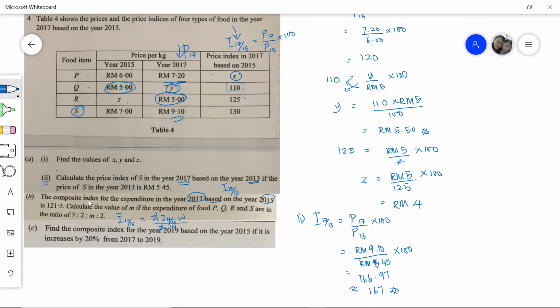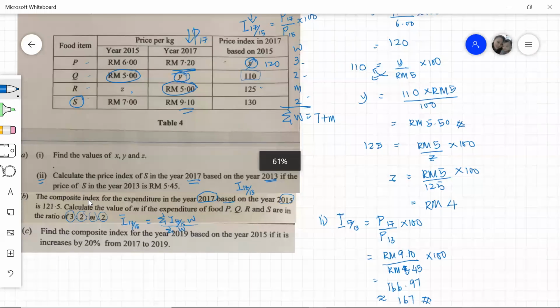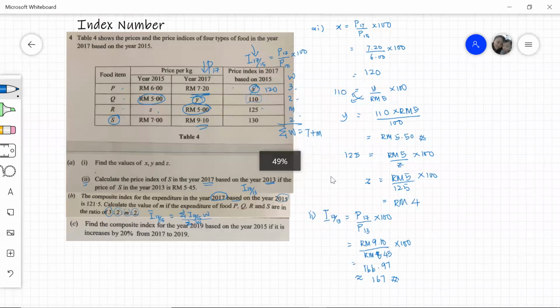So what is the weightage? You see, the consumption of each food is 3, 2, M, 2. That will be our weightage. So let's just put there 3, 2, M and 2. Over here, our sum of W will be 3 plus 2 plus 2, so 7 plus M. And this one, X, we just found 120.